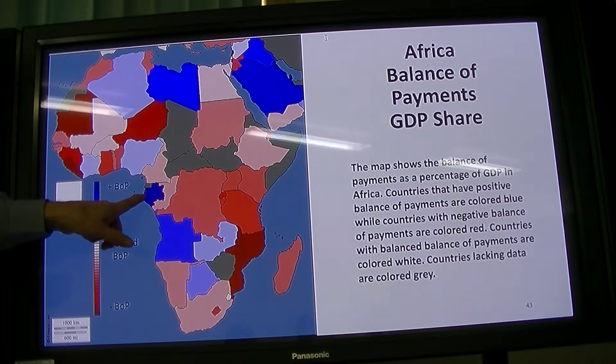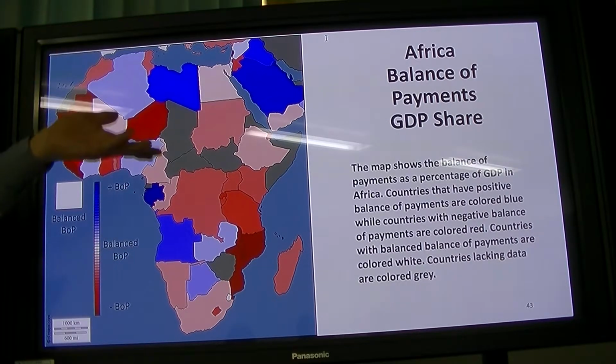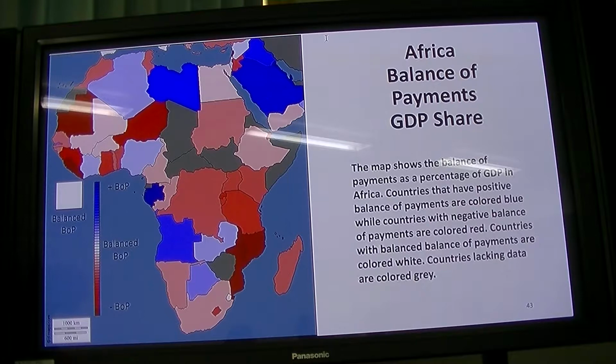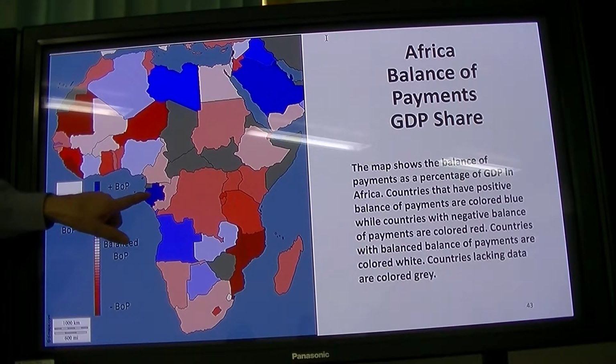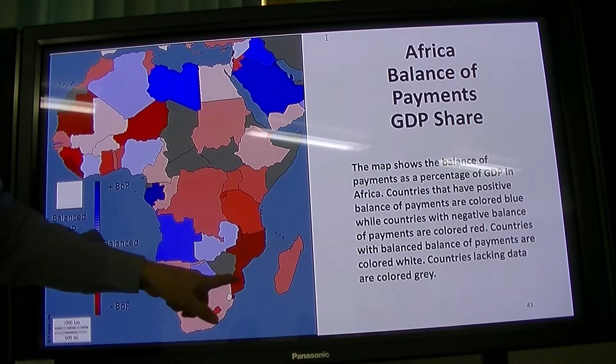Gabon, for example, very high, and that's because of rich resources. So that's because the country's rich in resources. It's exporting a lot of oil relative to the size of the economy. So it's becoming relatively wealthy, reasonably wealthy by African standards as a result of that.